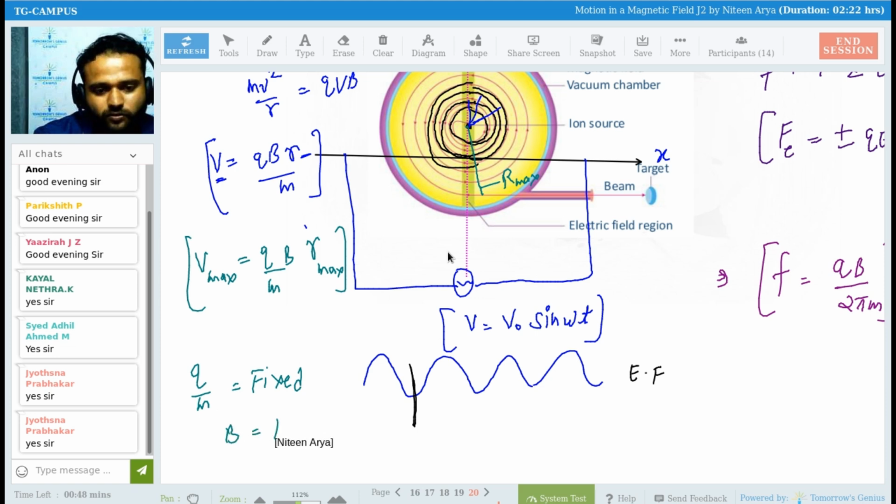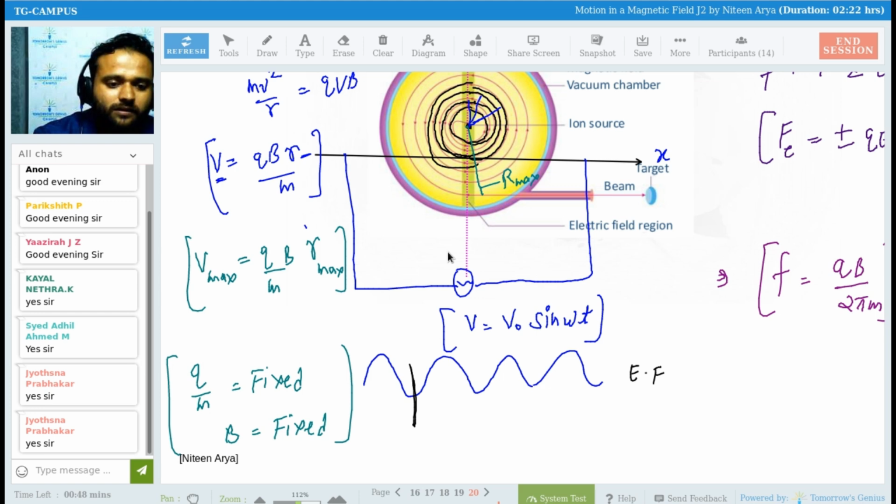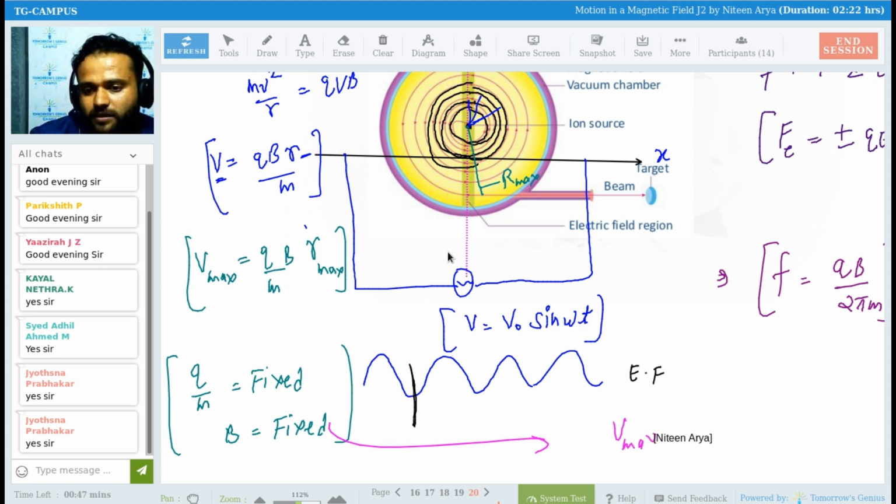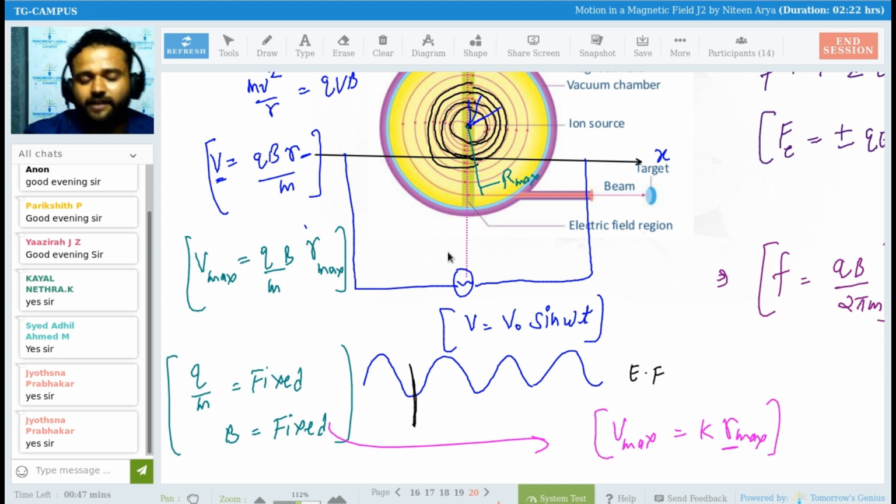and the magnetic field is fixed also, what is remaining then? Then only and only I have V max equals some constant k times R max. And this R max depends on this electric field. The more powerful I apply this alternating voltage, the more powerful I get this electric field and the more radius I get.